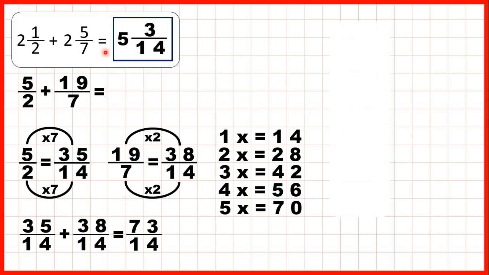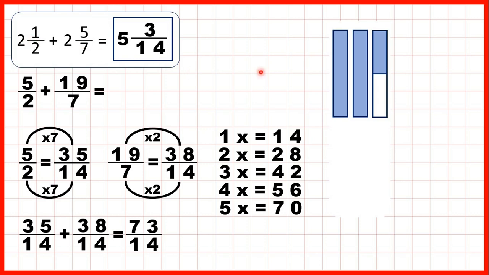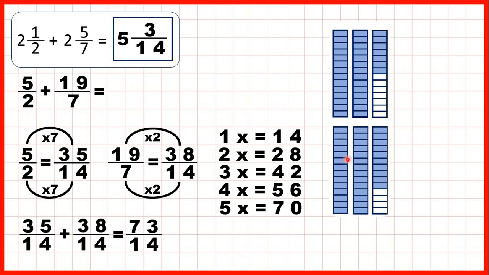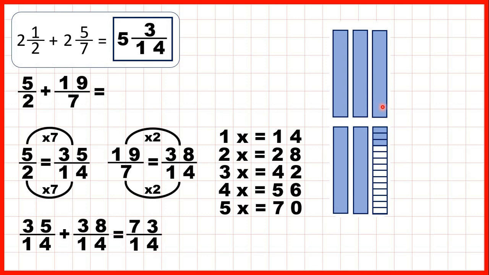So let's use fraction bars to see what we did here. We started with 2 1/2, and we were adding 2 5/7. We changed 2½ into 5/2 and 2 5/7 into 19/7. But to add fractions we need the denominators to be the same, so we change those 5/2 into 35/14 and those 19/7 into 38/14. So putting that together gave us a total of 73/14, but as a mixed number that's the same as 5 wholes and 3/14, so that's our answer.